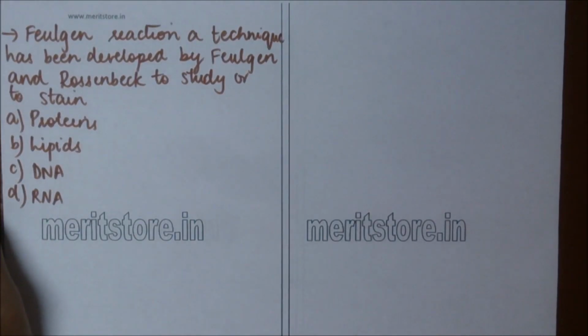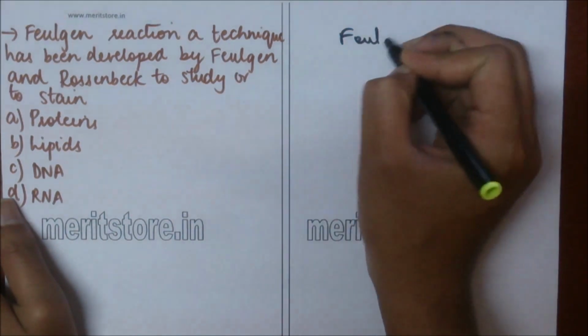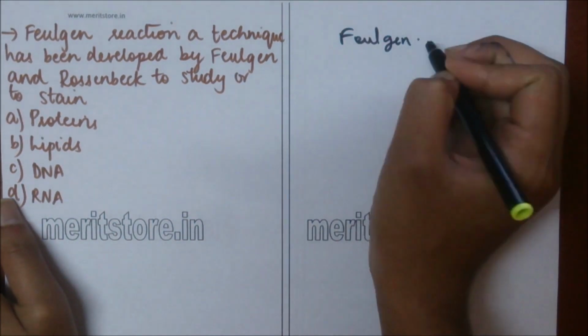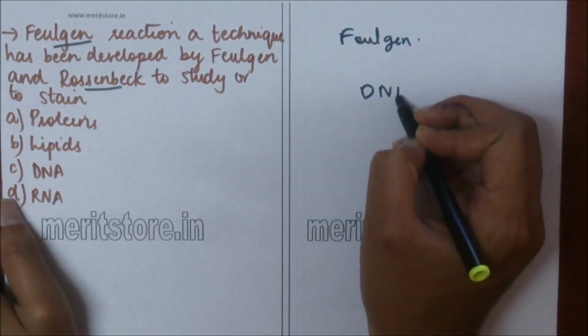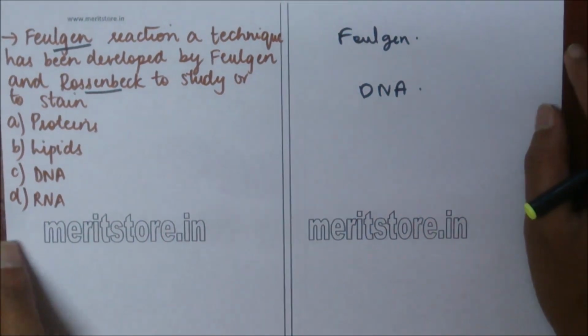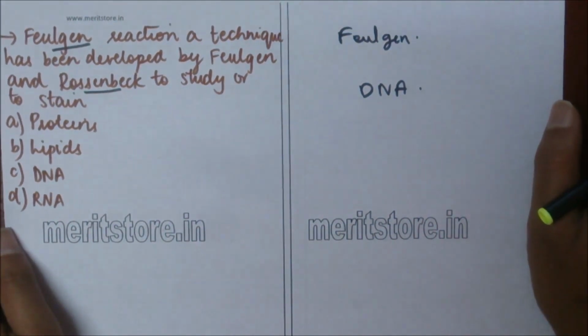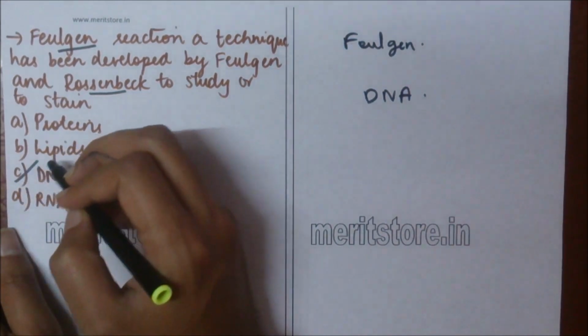Fusion reaction, a technique developed by Fusion and Rosenberg to study or to stain. The stain known as Fusion, developed by scientists Fusion and Rosenberg, studied the molecular structure of DNA and derived a stain to colorize the nuclear part. So the DNA stain is known as Fusion.